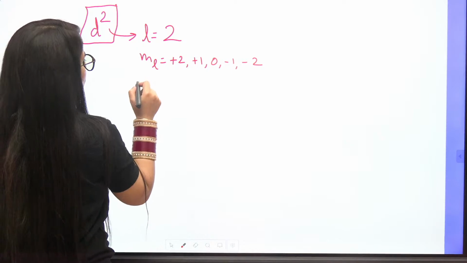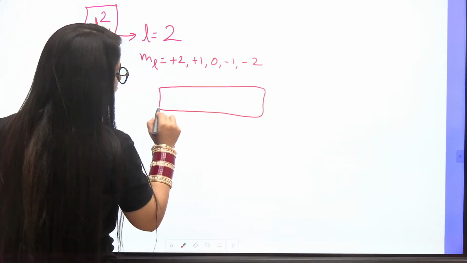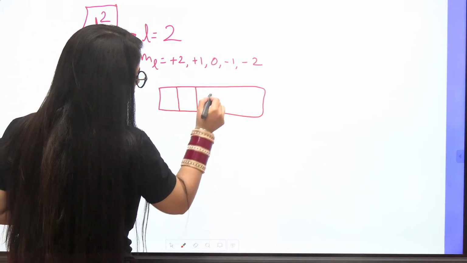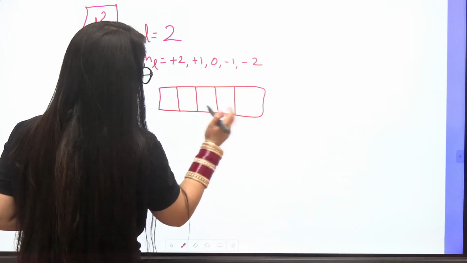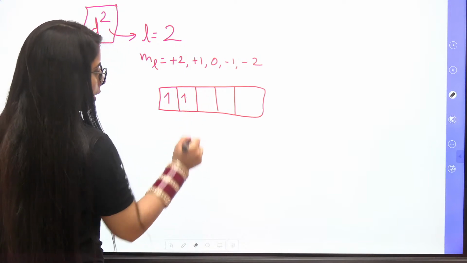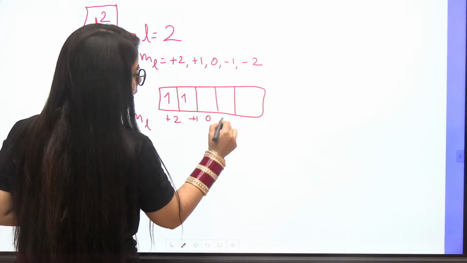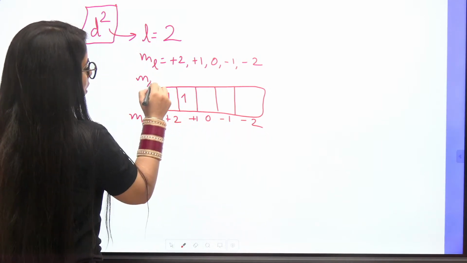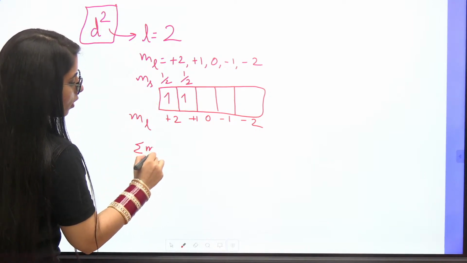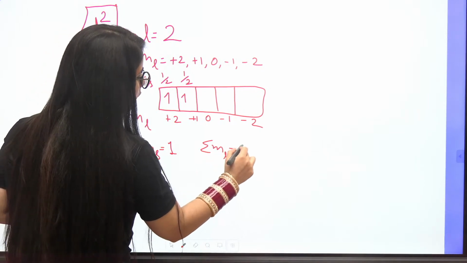Then spin is what? Let's consider the structure completely. The maximum number of electrons we can have in d orbital is 10, so total 5 partitions we had. How many do we need to fill? Only 2 electrons. So what is the ML value you will have? Plus 2, plus 1, 0, minus 1, minus 2. What about the MS values? Half and half. So summation MS is half plus half, 1. Summation ML is 2 plus 1, 3.